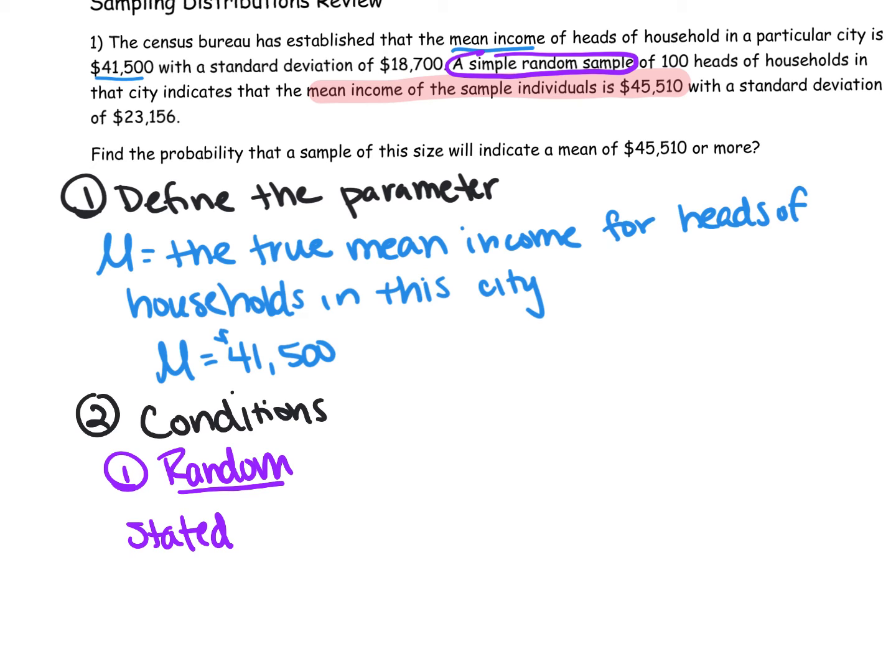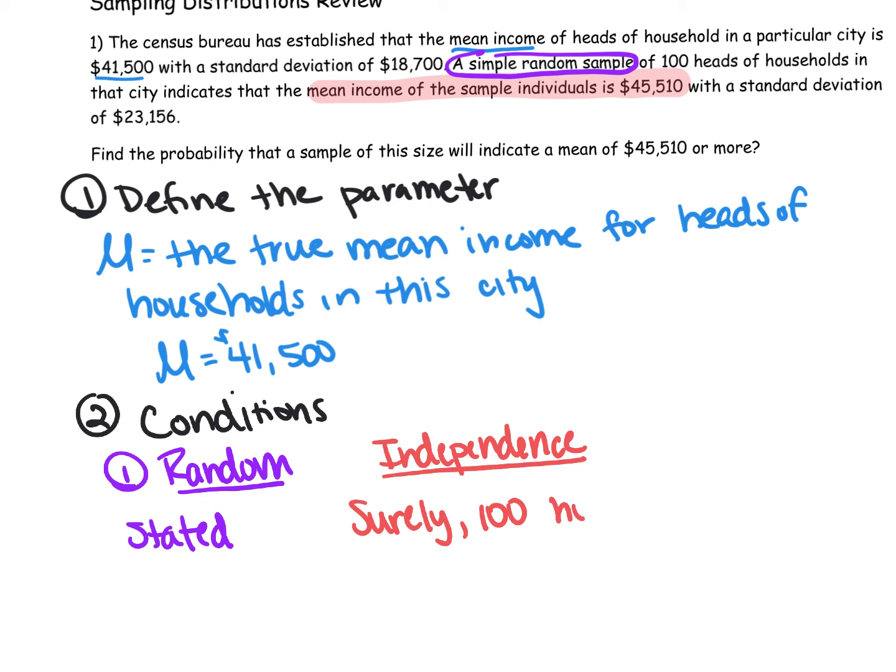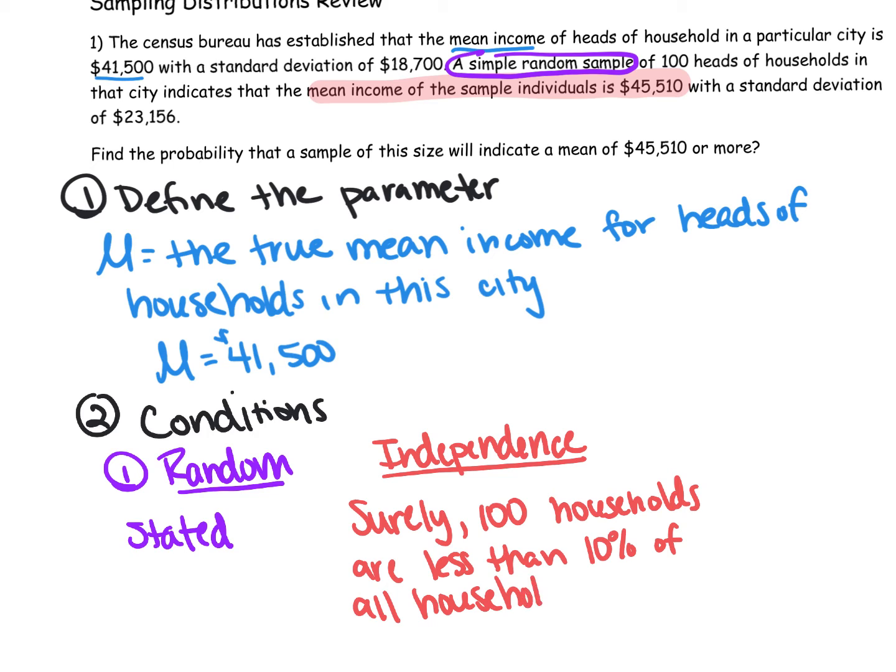The second condition is that there is independence among the sample. And we show independence using our 10% rule. So we'll say, surely, we have how many people in our sample? 100. So surely 100 people or 100 households are less than 10% of all households in this city.